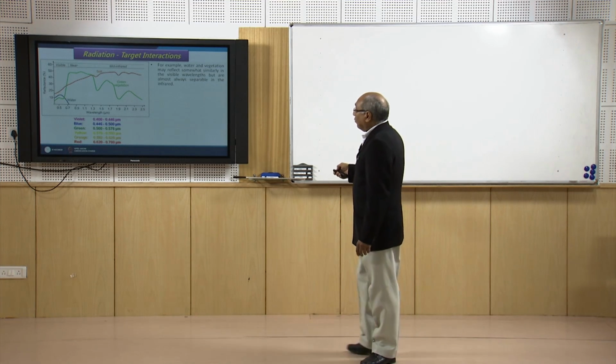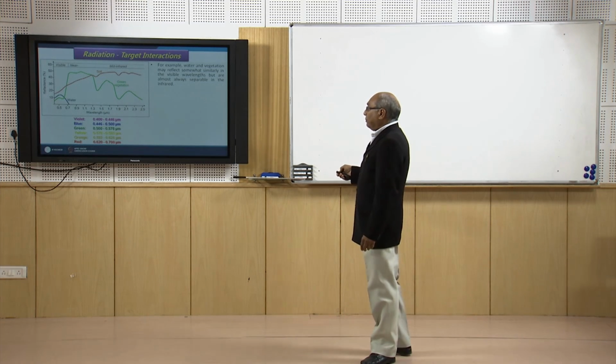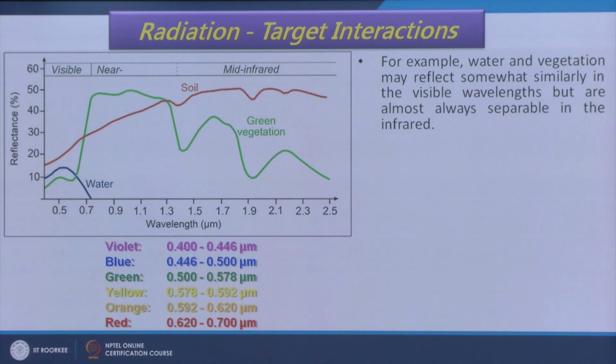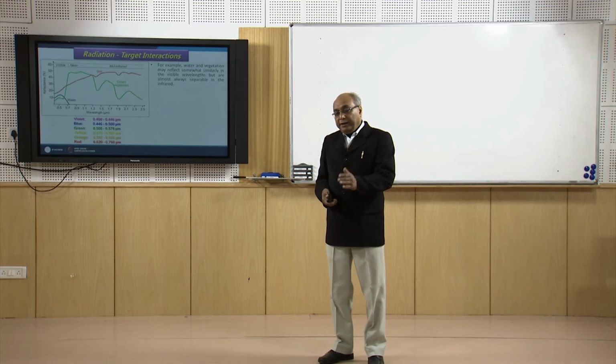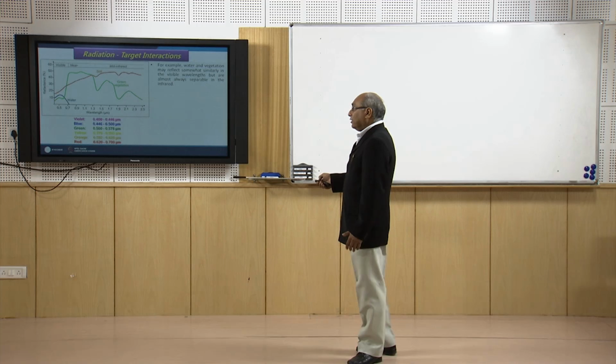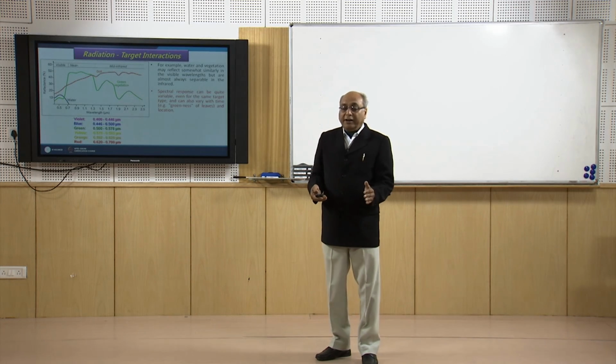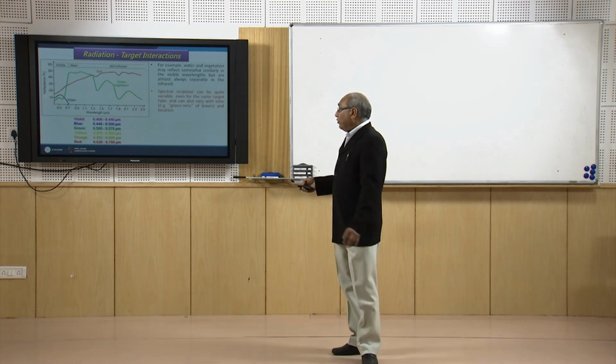As we have seen, water and vegetation may reflect somewhat similarly in visible wavelengths, but are almost always separable in infrared. So in one particular channel or band you may not differentiate certain objects, but if you start looking at different channels, you will find completely different signatures, or their pixel values completely different in different channels. A spectral response can be quite variable even for the same target type and can also vary with time, especially when talking about vegetation. So the same vegetation may reflect differently in different seasons of a year.